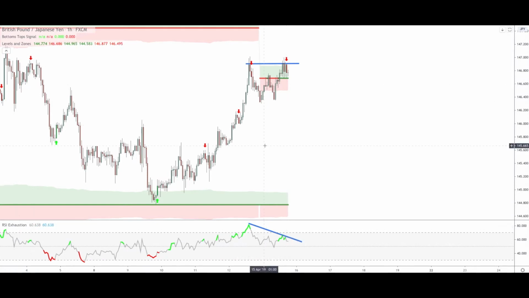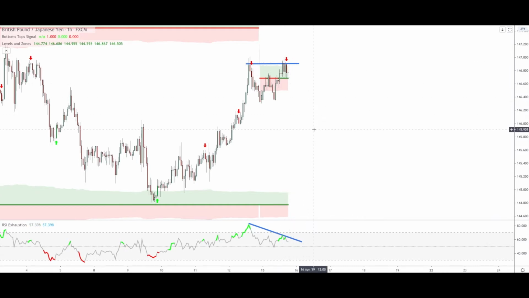So the price moved sideways and the RSI is falling this much. It means that this up movement of the price is not sustained. So it is very weak and it should fall anytime soon.